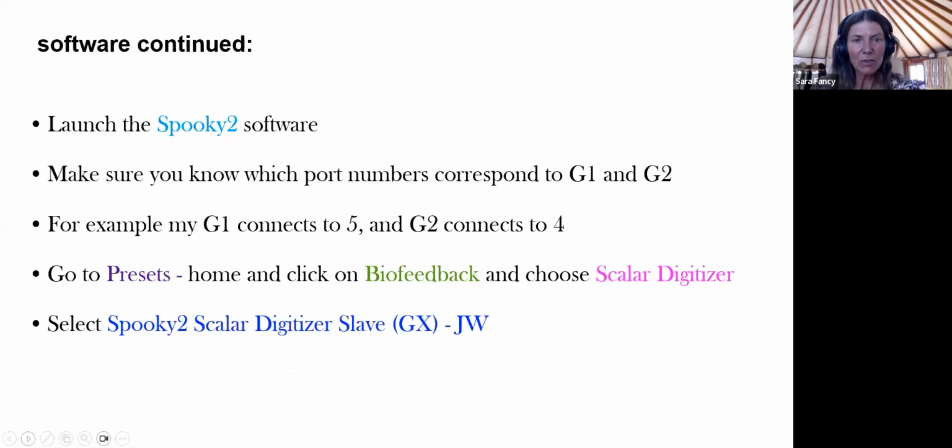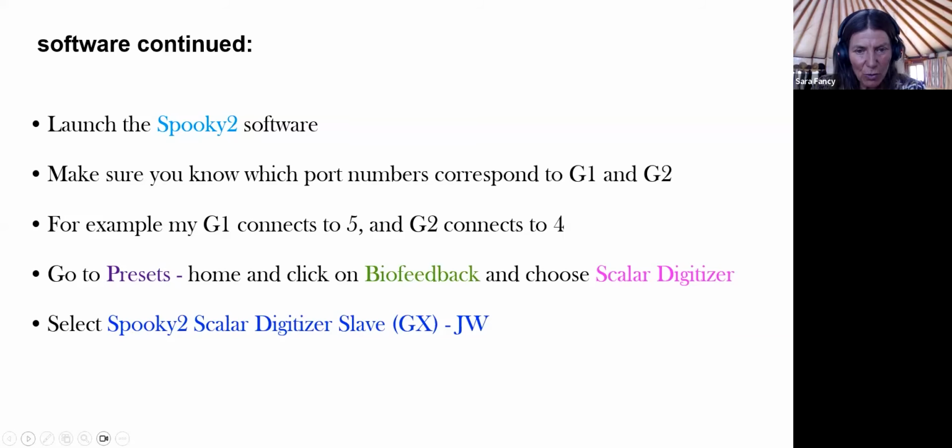All right, so here we go. You launch the Spooky2 software. Now you have to make sure you know which port numbers correspond to G1 and G2, which I just explained. For example, my G1 connects to 5 and G2 connects to 4. Now you go to presets, home, and click on biofeedback. That's the first thing in the menu, biofeedback, and choose scalar digitizer.